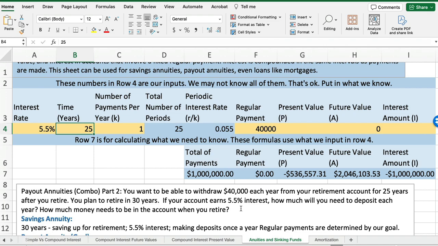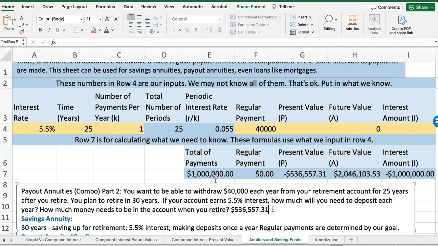So I'm going to just type in the number down here, because how much money needs to be in the account when you retire, that is it right there. The present value of our retirement payout annuity. So I'm going to go ahead and put that number, 536,557.31. And I know it's confusing, but you just have to organize your information properly, and you'll get there. It just takes a little bit of time to think.